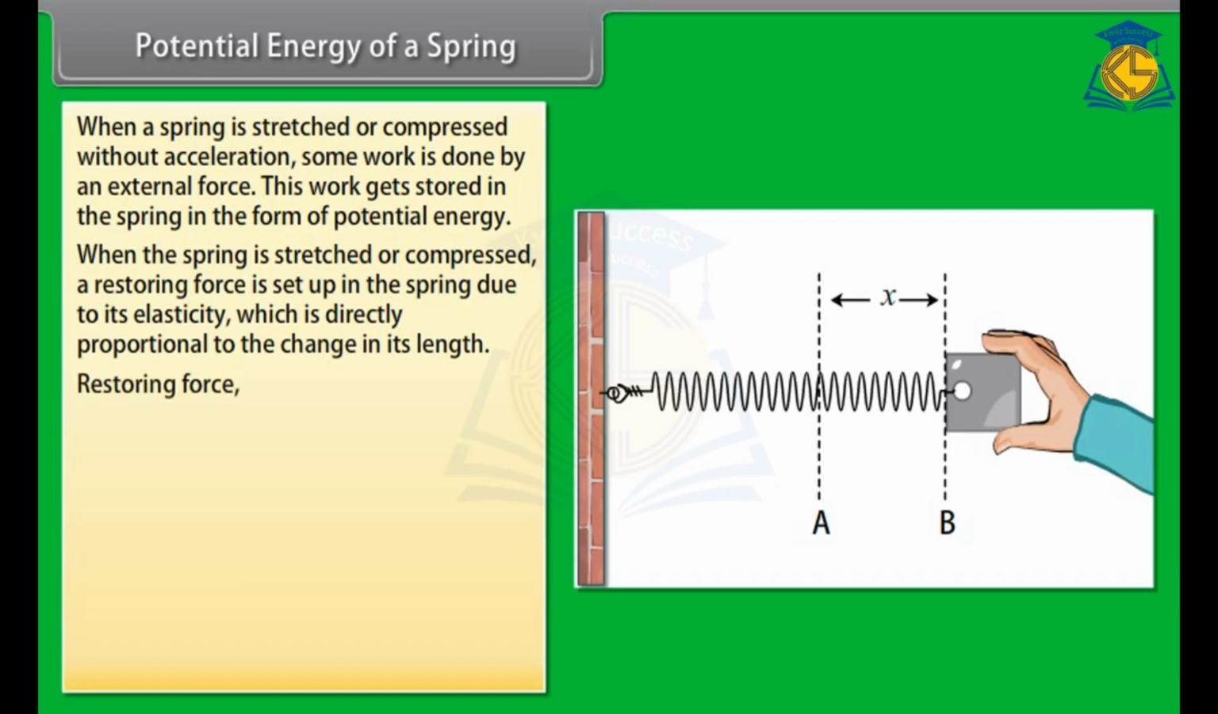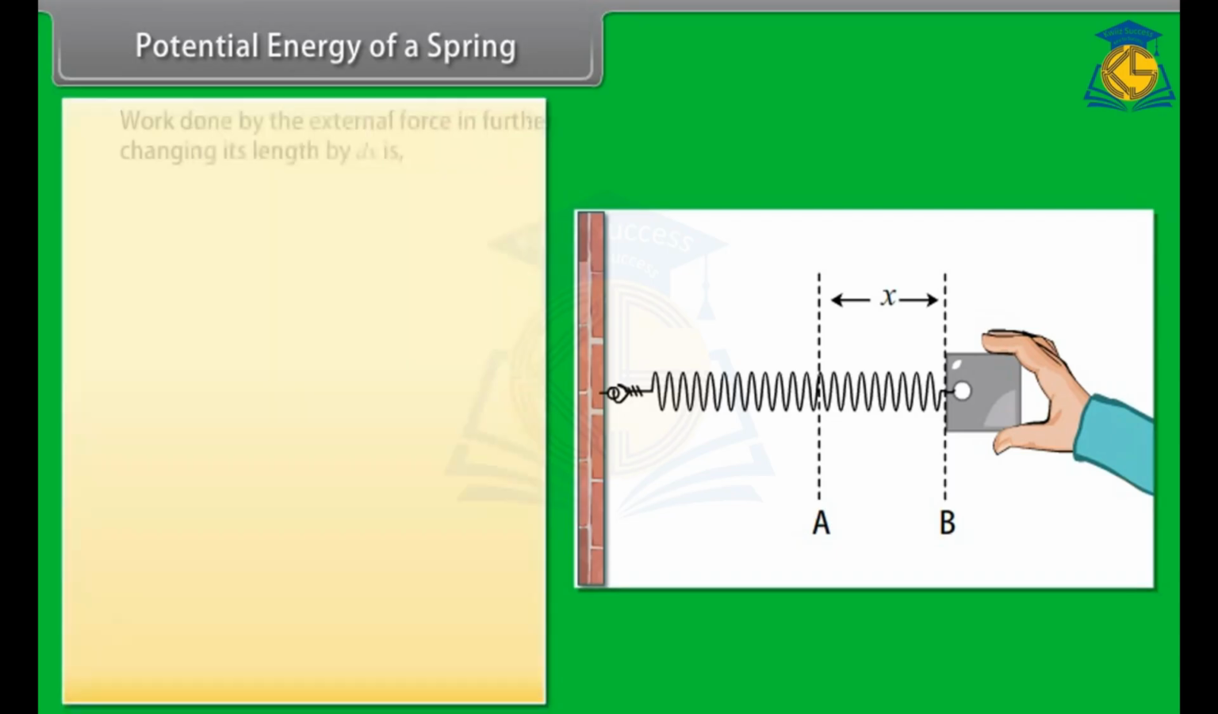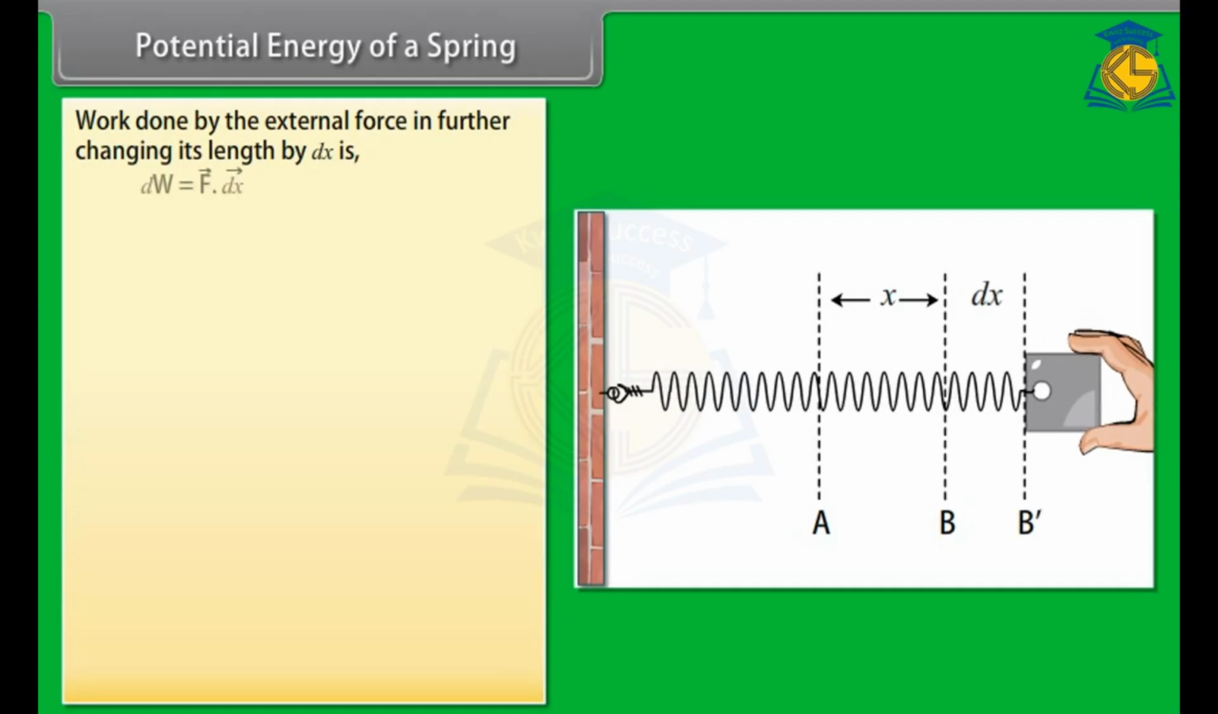Restoring force is given by F ∝ x, so F = -kx, where k is the force constant of the spring and the negative sign shows that it always acts in the direction opposite to the change. Then, the external force required at this instant is given by F = kx. Work done by the external force in further changing its length by dx is dW = F·dx, or dW = kx dx.